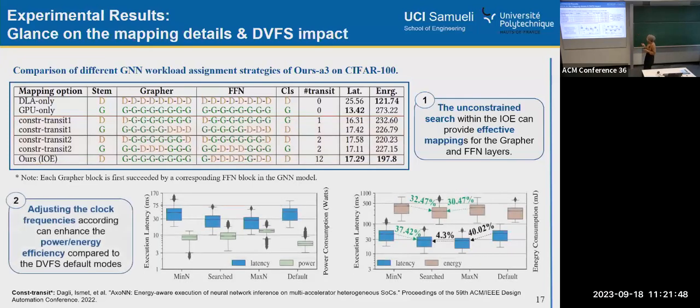On the DVFS support, we also incorporate the search of the optimal clock frequencies given a certain GNN architecture and mapping strategy. And we can say that our searched DVFS provides a better balance in terms of latency and energy consumption compared to the other ones, like MINAMP, the DVFS policy that minimizes all the clock frequencies on all the components. MAXAMP is the one that maximizes all the clock frequencies, and the default one behaves in a dynamic way. Our searched one will prevent unpredictable latency values, while also minimizing the overall power consumption.